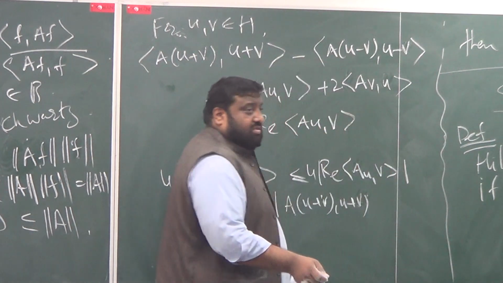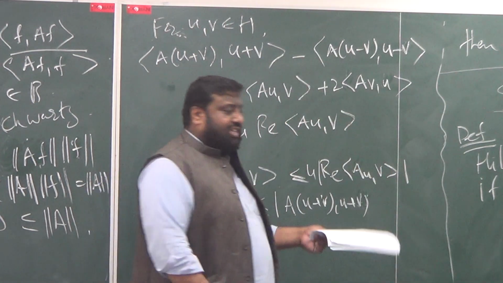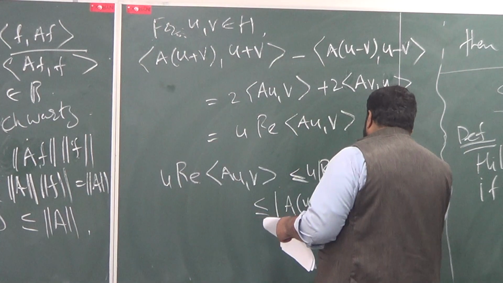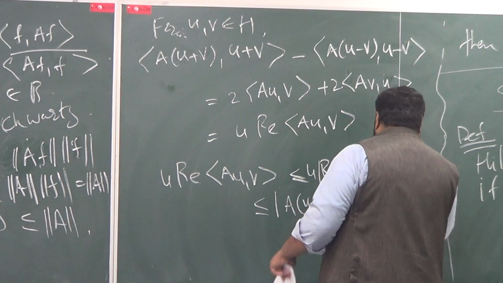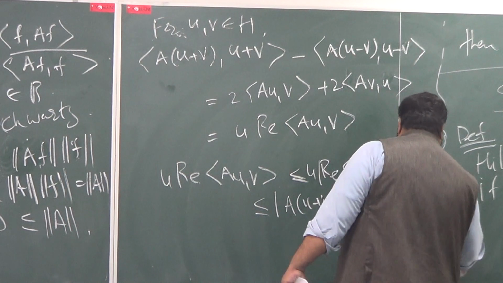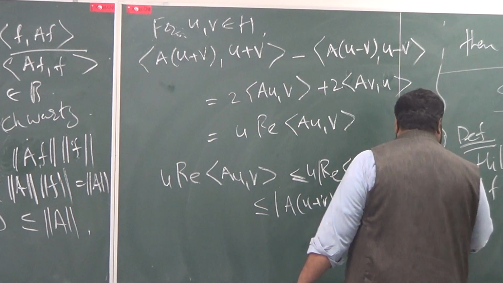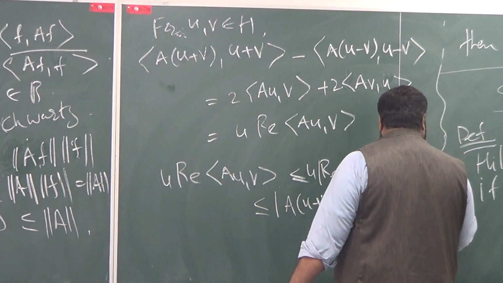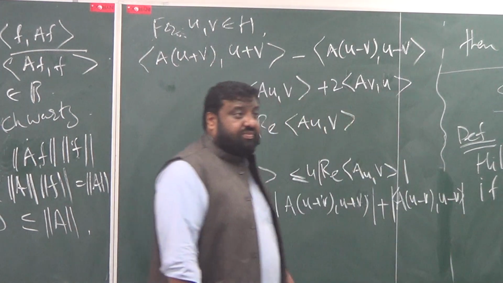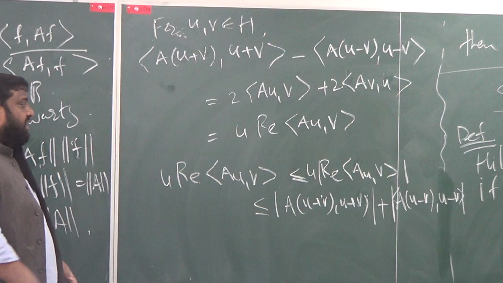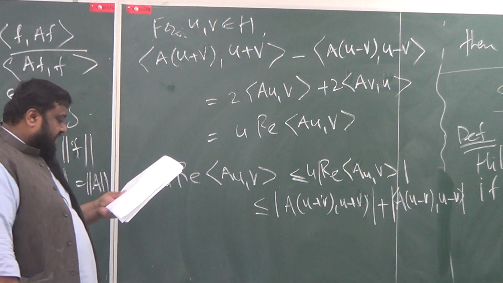I mean, you can read it for yourself. It isn't anything too complicated. Plus a u minus v and u minus v. Agree? Alright? So I just took absolute and just applied the triangle inequality.